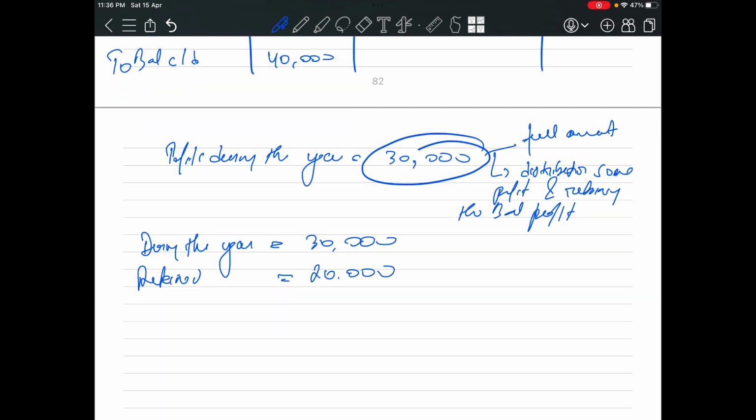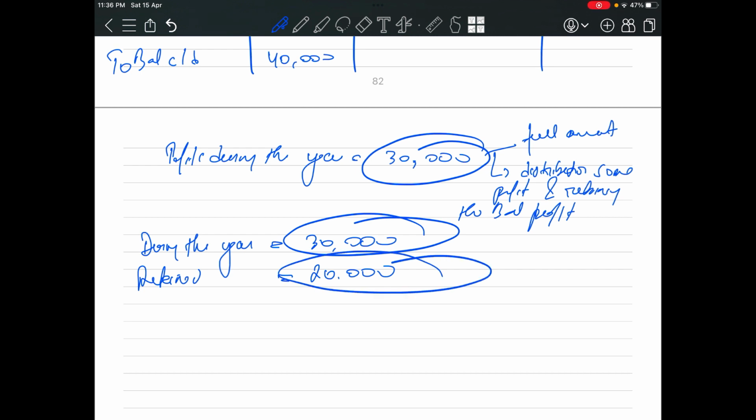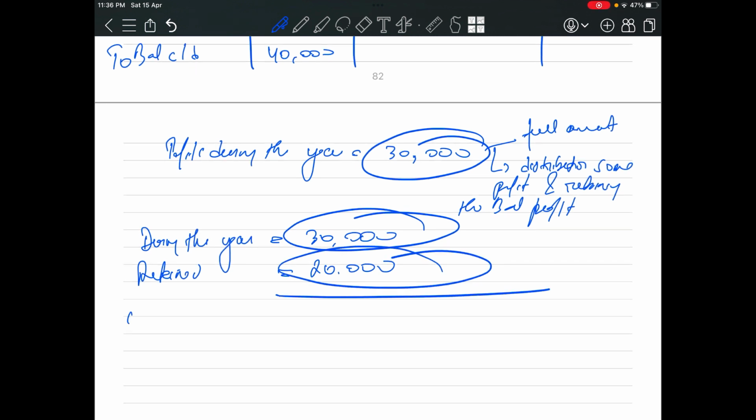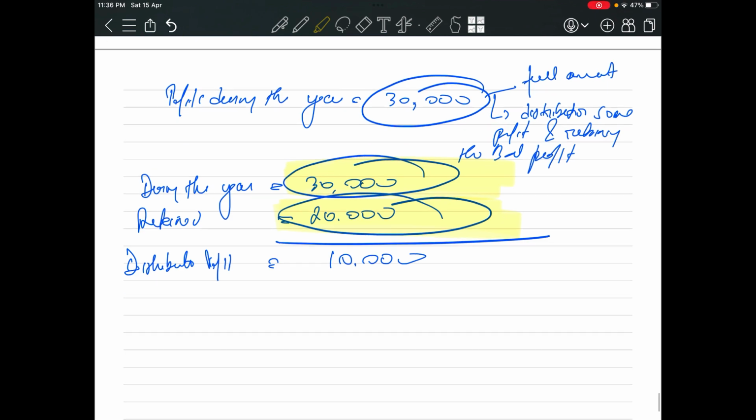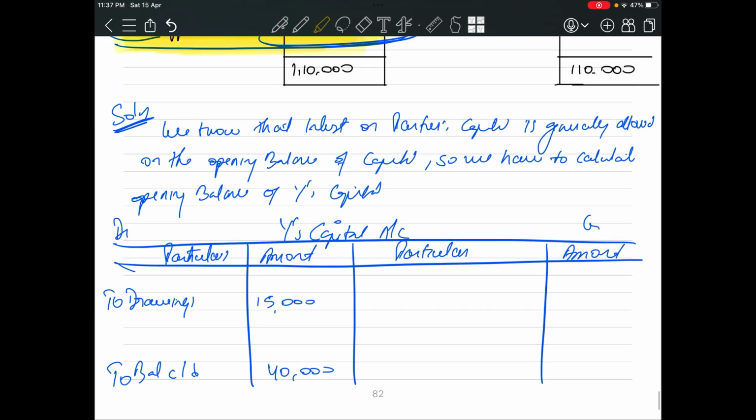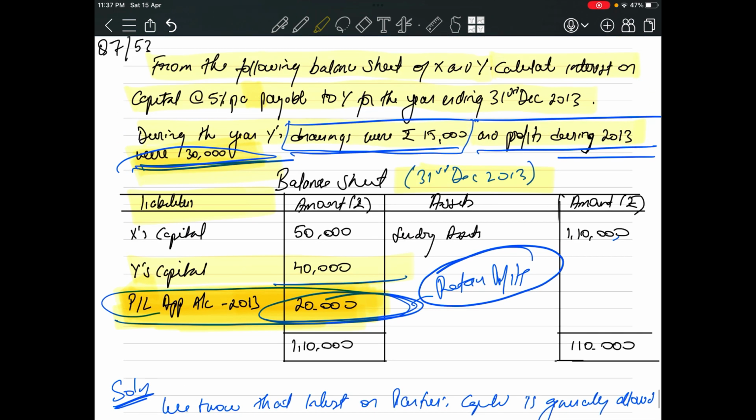Now see, the retained profit is 20,000. The firm has earned a profit of 30,000, and out of 30,000 the firm has retained 20,000. So what is the amount of distributed profit? 10,000. They have earned 30,000, out of which they have retained 20,000, and the remaining 10,000 they have distributed between the partners.